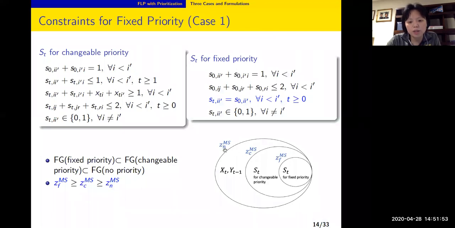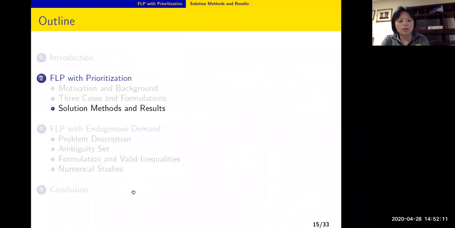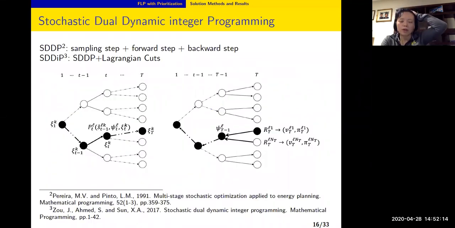So the feasible region of no priority, Zn is no priority, Zc is the changeable priority, and Zf is the fixed priority. Their feasible regions shrink and shrink over time. And then basically, we should anticipate this kind of objective function behavior. At this point, I just want to show you some very preliminary numerical results. It's not about how to solve these models and make them more efficient. I just want to convince you that having the priority list is sometimes useful.